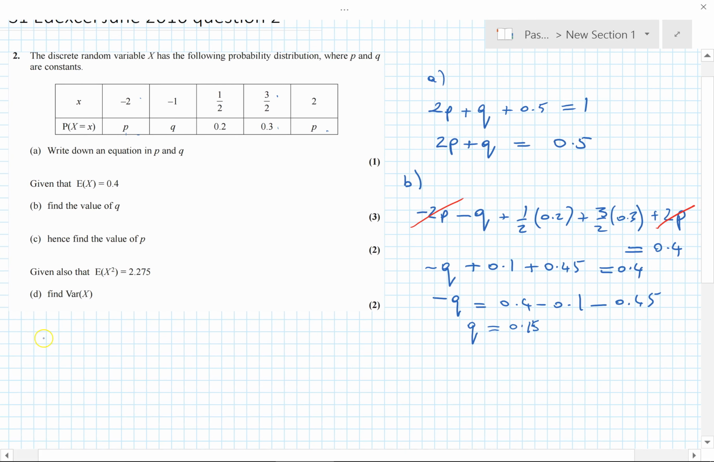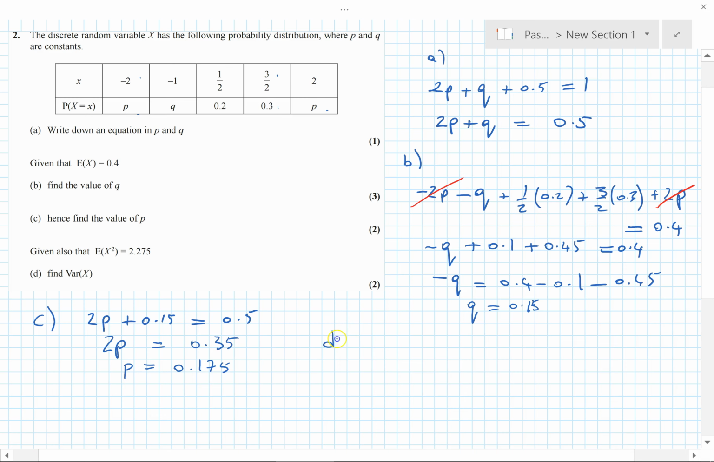Part C, well, we can use our original equation here, now that we know the q. So we have 2p plus 0.15 equals 0.5. So that gives us 2p equals 0.35, which gives us p is equal to 0.175.